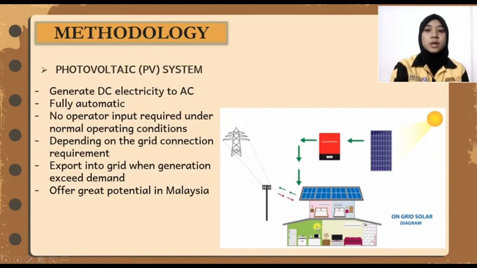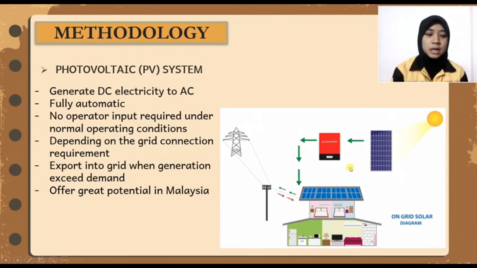Okay, next we can go through the photovoltaic PV system. PV systems have three types, which are standalone system, hybrid system, and grid connected system. In this project, we use a grid connected system. As we can see here in the figure is a block diagram of the PV system.